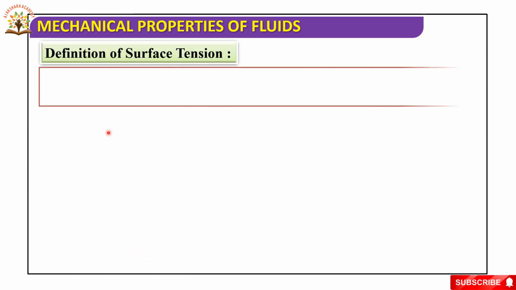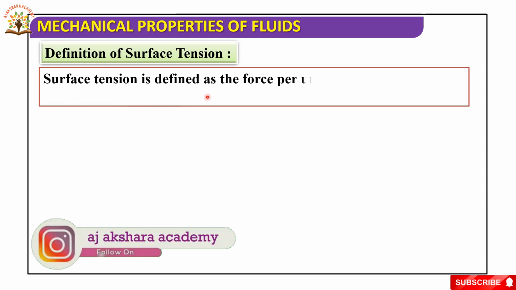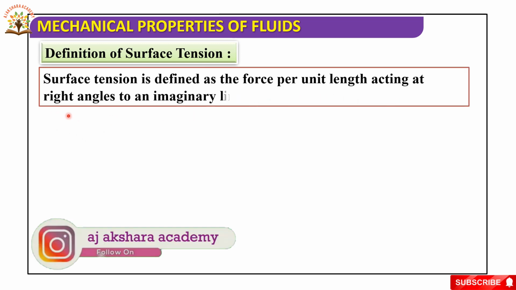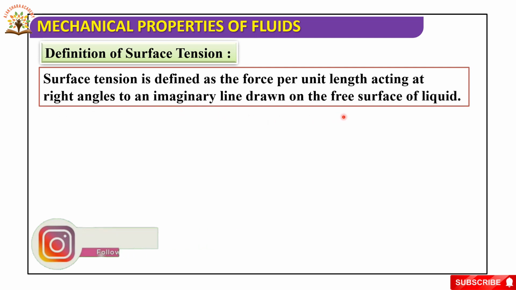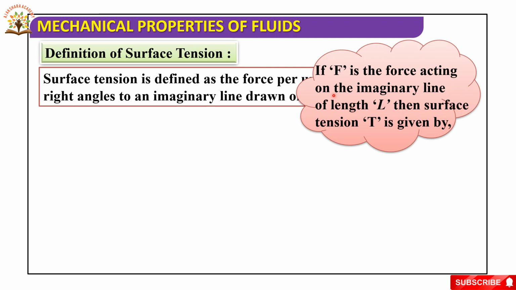Definition of surface tension. Surface tension is defined as the force per unit length acting at right angles to the imaginary line drawn on the free surface of liquid. So here F is the force acting on an imaginary line of length L, then surface tension T is given by T equals F by L. F is the force and L is the length of the imaginary line. So surface tension T equals F by L.